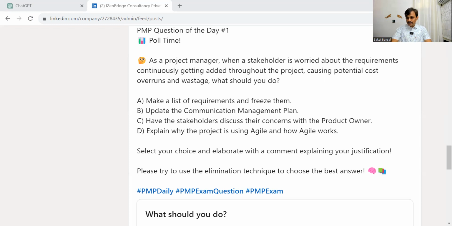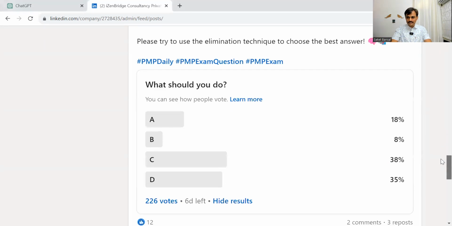So what we see in our results, options C and D got a good amount of votes. We got around 226 votes in the last 24 hours. So I'm just taking a snapshot of it, and a good number of votes were going into C and D. So it looks like these are the two options which required a little exploration, C and D.